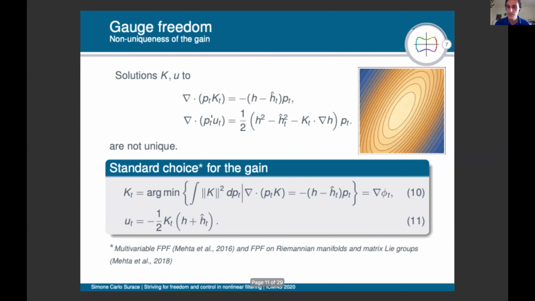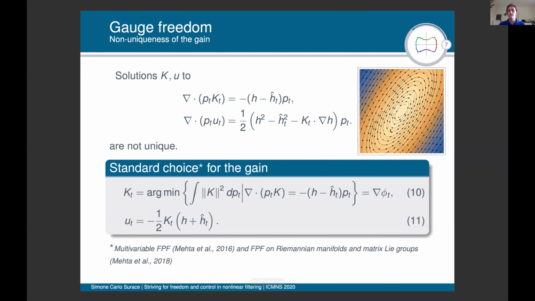If you want to picture this, if you have the contour lines of your distribution, you would choose a vector field that flows along the contour lines and doesn't change the distribution. And if you add such a vector field to whatever solution you already have, you get another solution. So the solution is never unique.